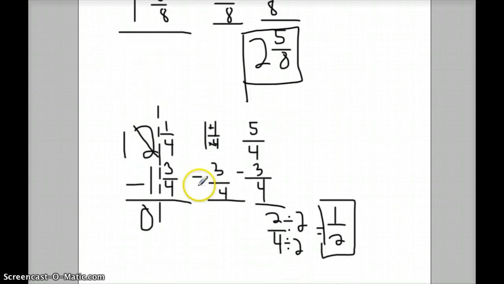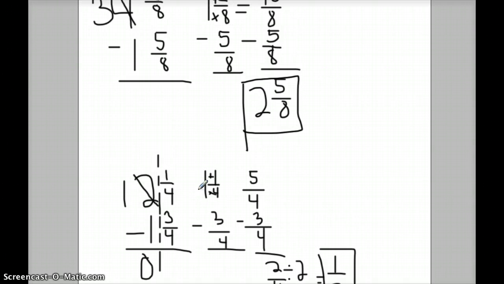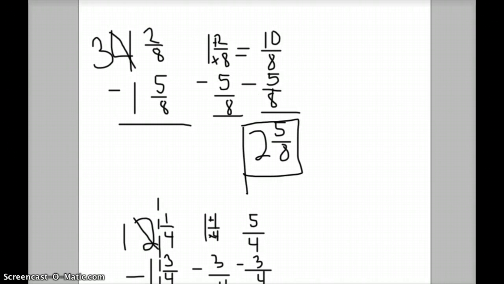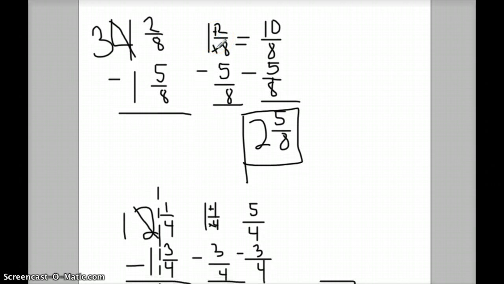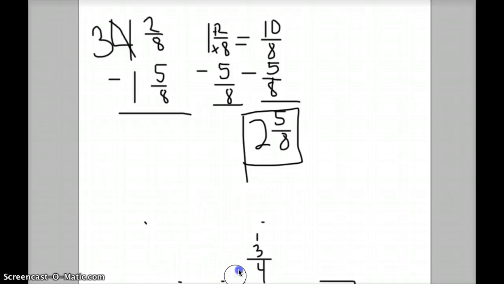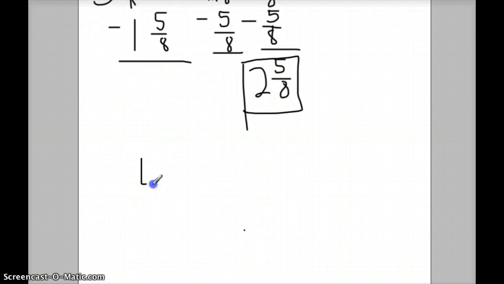Okay? Now we're going to look at it in a little bit of a different light. Instead of making it into a mixed number, let's automatically make our whole number into a fraction. So to do that, I'm going to actually erase this bottom problem. And we're going to look at the top problem again, but we're going to look at it a different way. So I'm going to use that top problem, 4 and 2/8 minus 1 and 5/8.